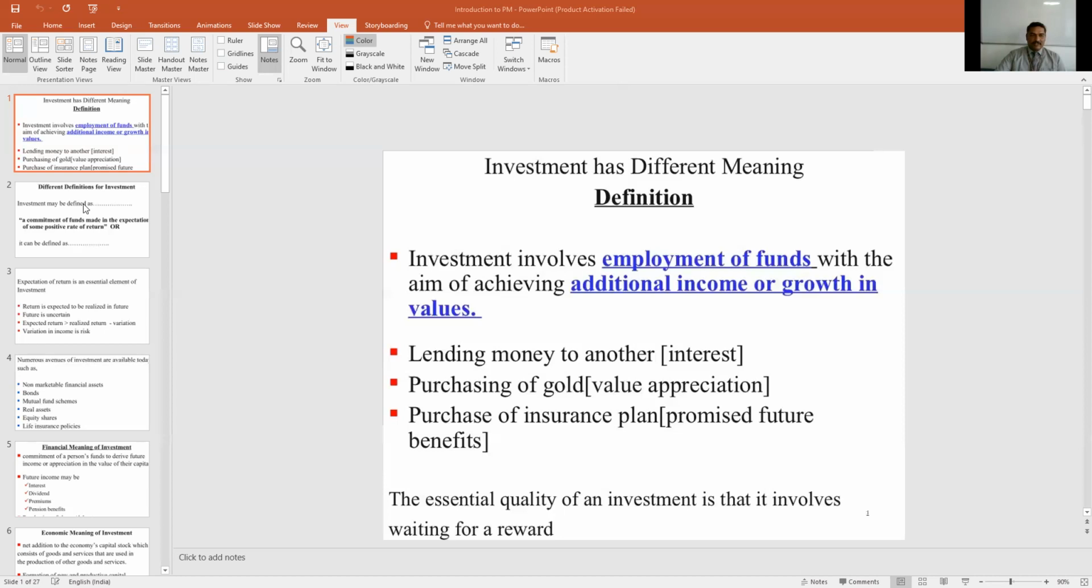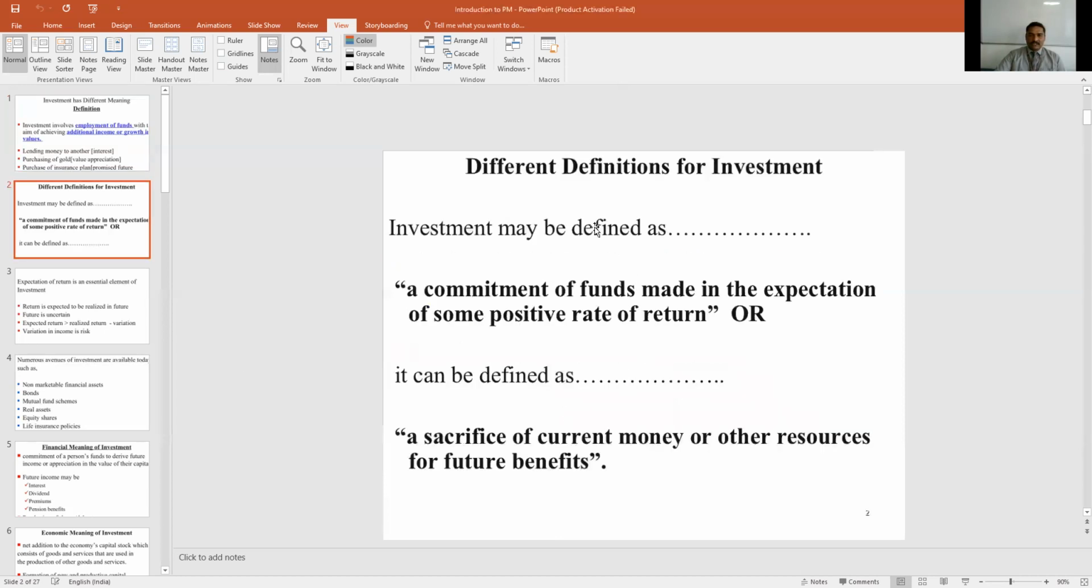Okay. So let's see the definition for investment. It is a commitment of funds made in the expectation of some positive rate of return. So it is a commitment. We are making a commitment on the funds which we have, and we are expecting something in return, a positive rate of return. Nobody will make investments with the motive of making a loss. They will make investments with the motive of making some positive return, that we can say profit, they are expecting. So that is the definition for investment.